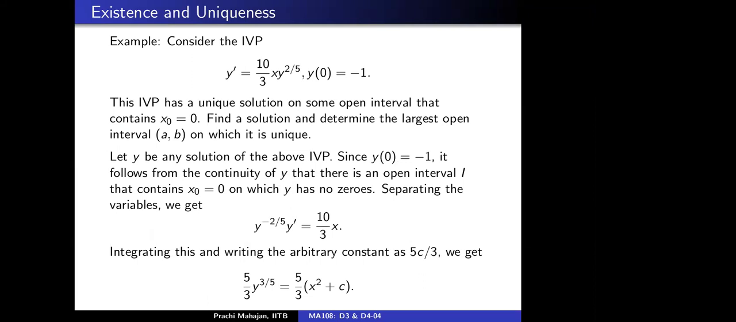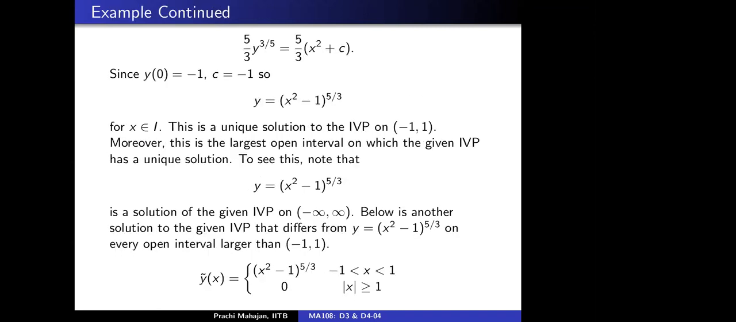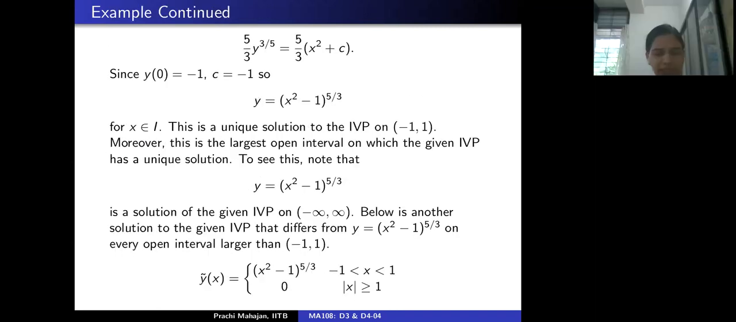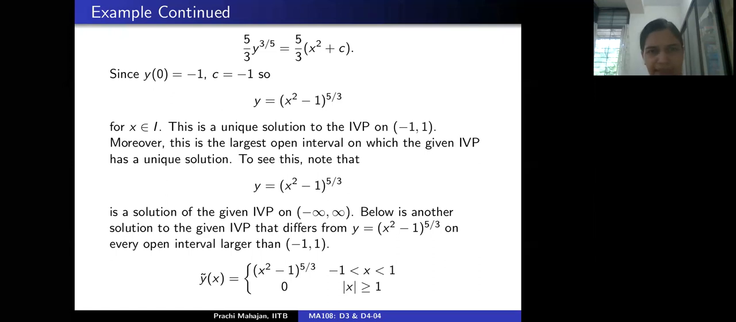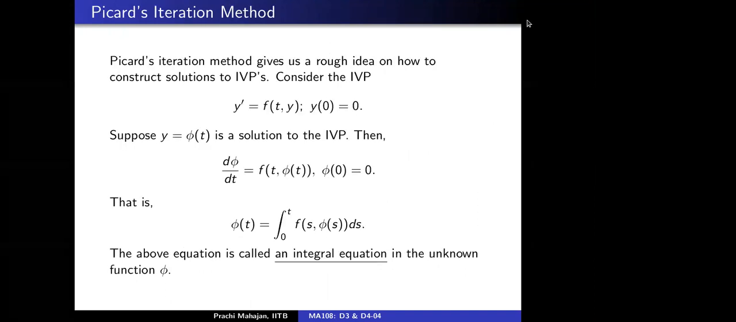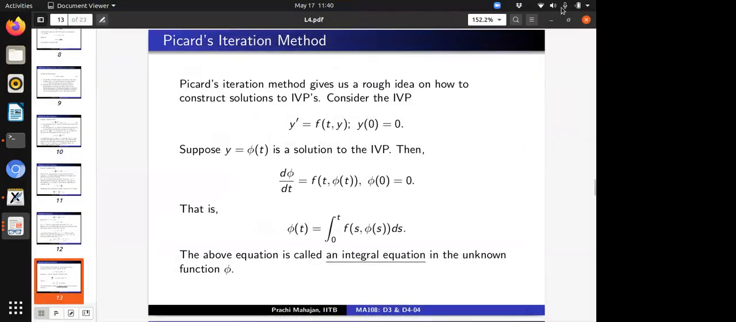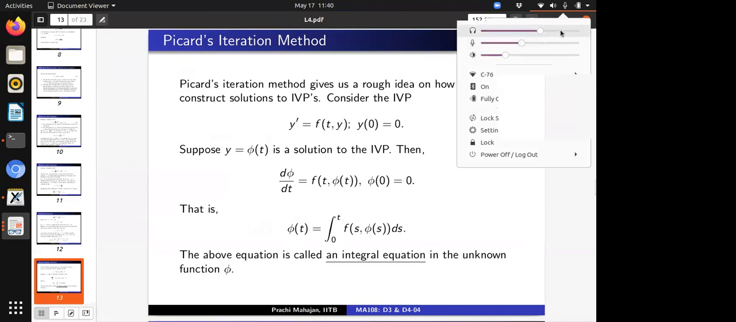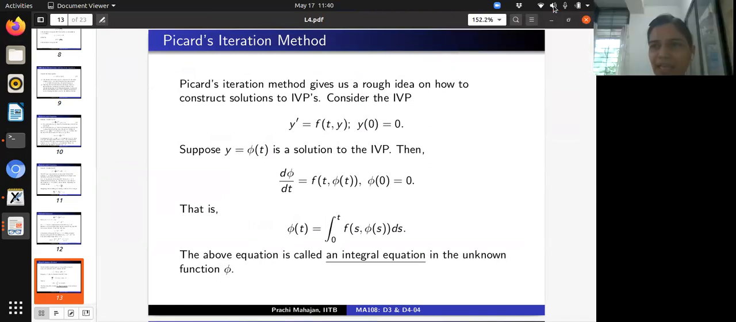Ma'am, in this we are saying that in the range -1 to 1, we are only getting one answer, and if we increase the range, then uniqueness is not guaranteed. Correct. And in all the different answers for the bigger range, in the interval -1 to 1, it would remain the same.